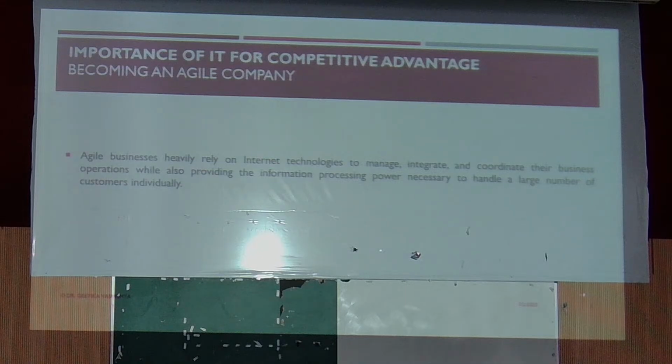We need agile companies. So what are agile companies? Agile companies heavily rely on internet technologies to manage, integrate and coordinate their business operations, while also providing the information processing power necessary to handle a large number of customers individually, right? And it is very flexible to the changing environment. An agile business is very adaptive to the changing environment, and if there is a changing technology, they quickly adapt to it, right?